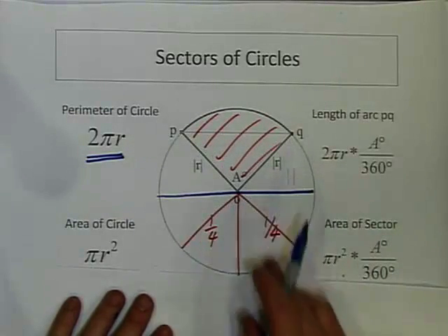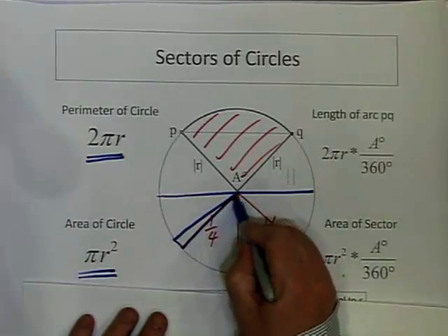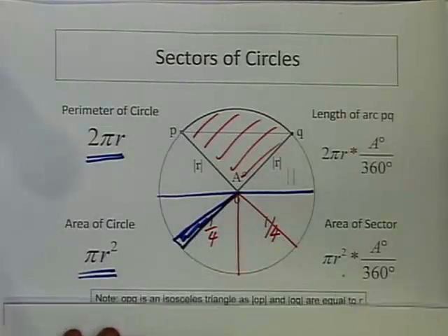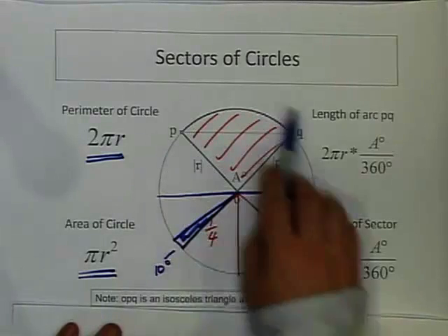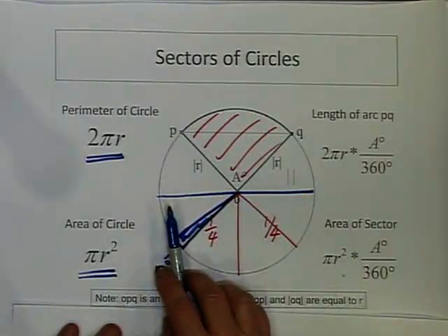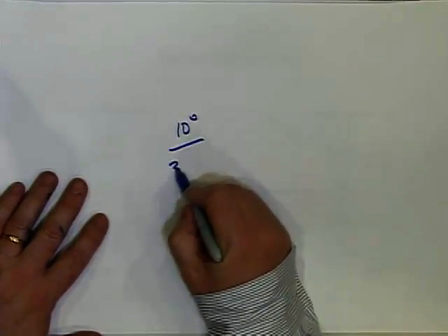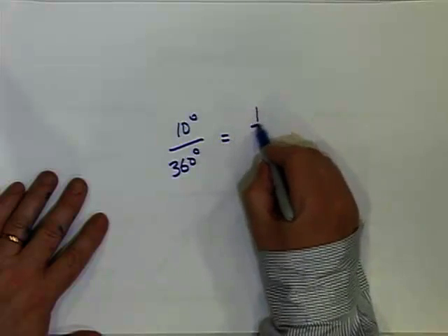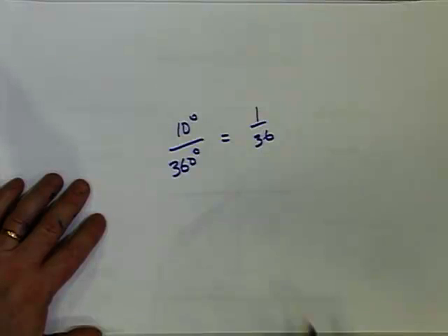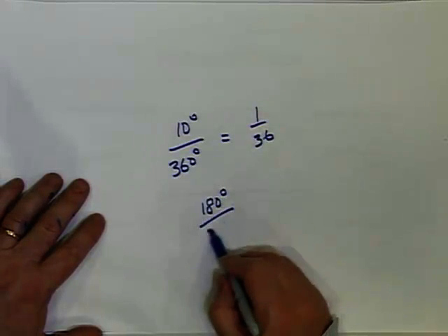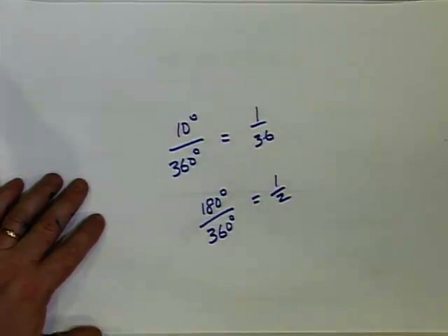If the angle was A, and you weren't hungry at all and wanted just this tiny bit here, you'd had your lunch or something, and that was only 10 degrees, how much of the pizza would you have? Well, you'd have 10 degrees over 360 degrees, or 1/36th of the pizza. Is that okay? Or if you wanted 180 and you felt you hadn't eaten for a month, that'd be 1/2. Is that all right?